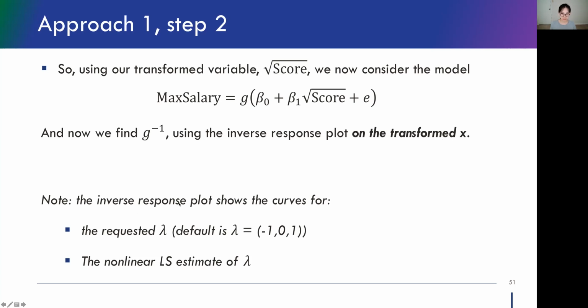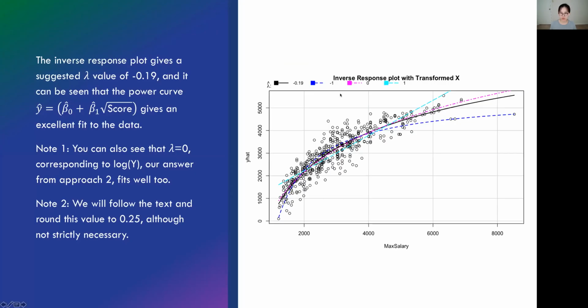Well, the next slide shows the inverse response plot with transformed x. Basically, y hat is on the y-axis, and the y value is on the horizontal axis. Again, the different colors of the lines correspond to different values of lambda hat.